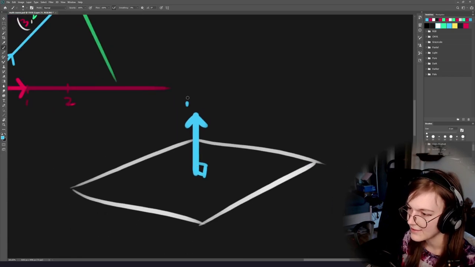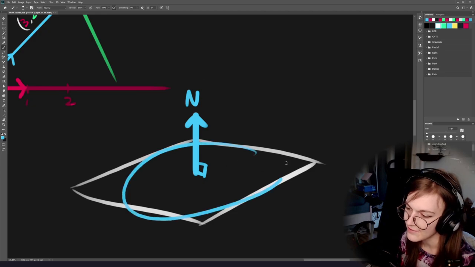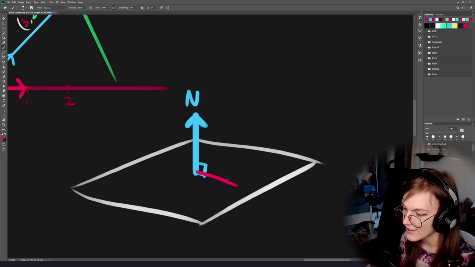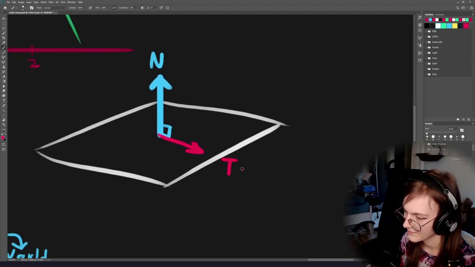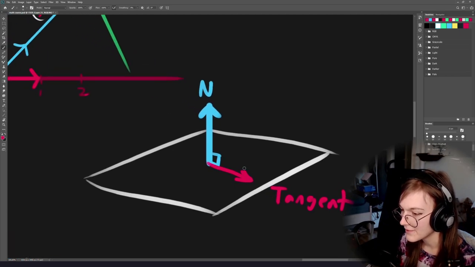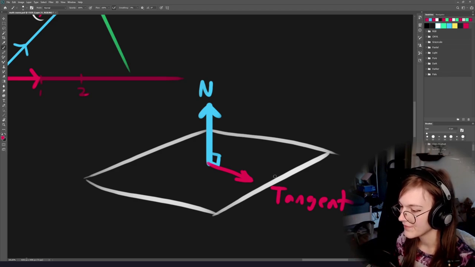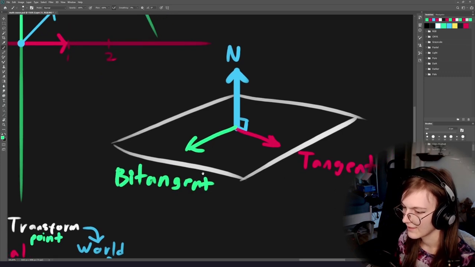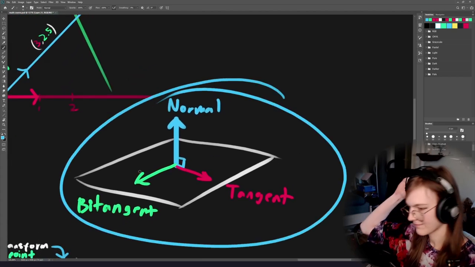So this is the normal, and sometimes you need to construct basis vectors around the surface for rendering something. For instance, you might need to know what this direction right here is. This direction, which is the x-axis, would be the tangent. Instead of being normal to the surface, as in perpendicular to it, it is tangent to the surface, as in flush with the surface. So that's the tangent. And then if you do the full coordinate system, you would get the bitangent here. And here we have the normal. This is tangent space. That's it.